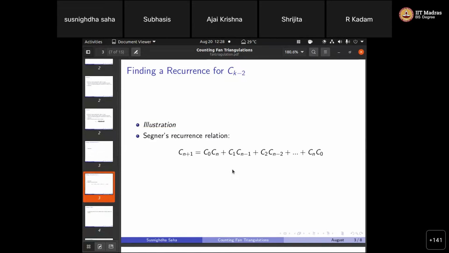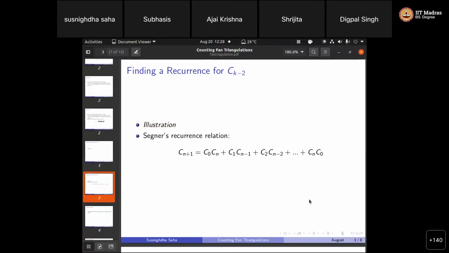So yeah, this expression right here for C_{n+1} is basically the expanded form of the recurrence relation that we just found. So coming back to a little bit of history, in the late 1750s, Euler suggested to Segner this problem of counting triangulations of an n-gon.